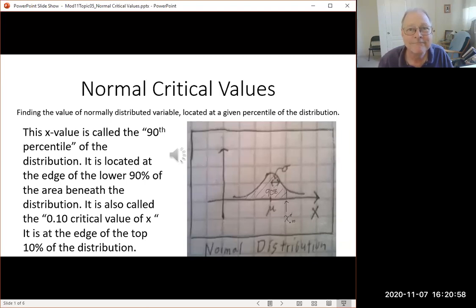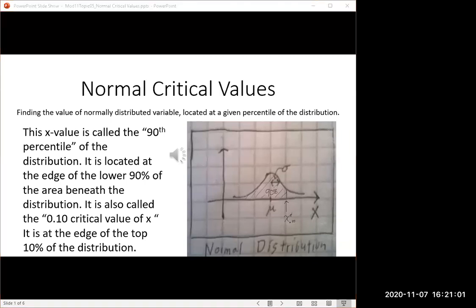So the topic of this presentation is normal critical values. This corresponds to Module 11, Topic 5 in the workbook.